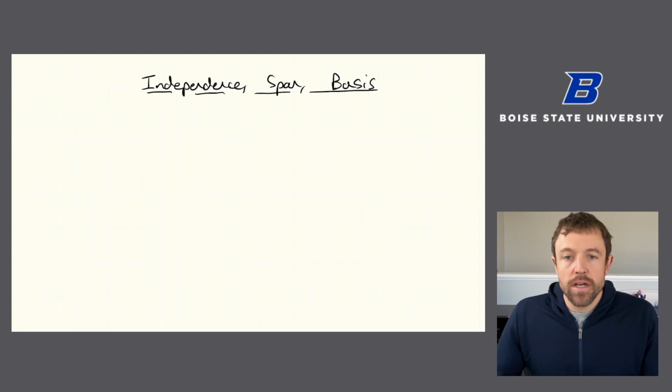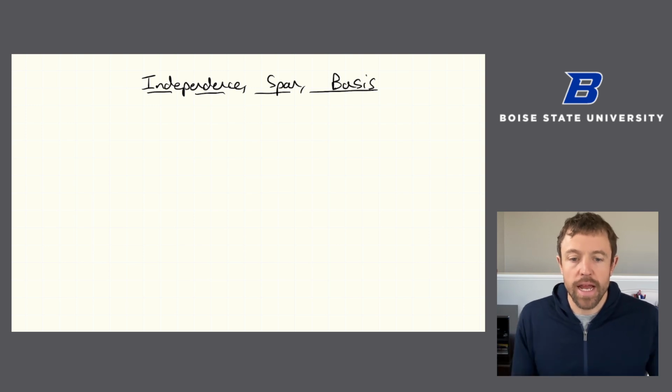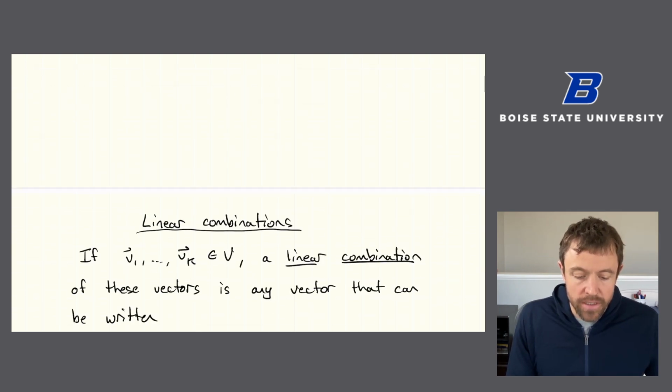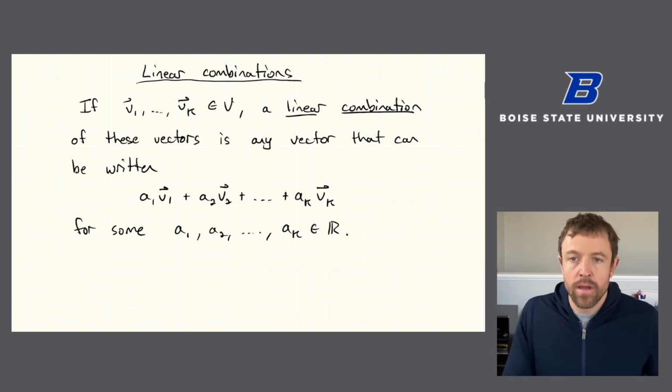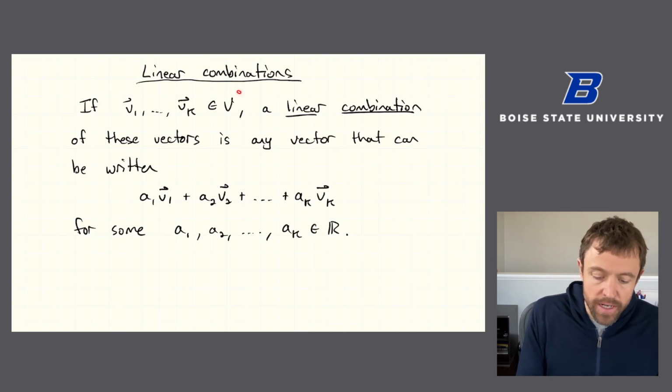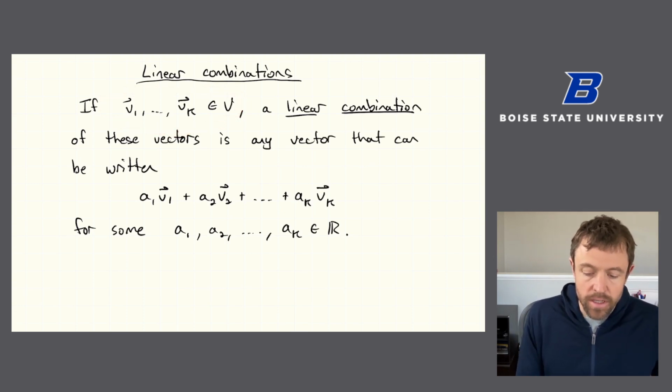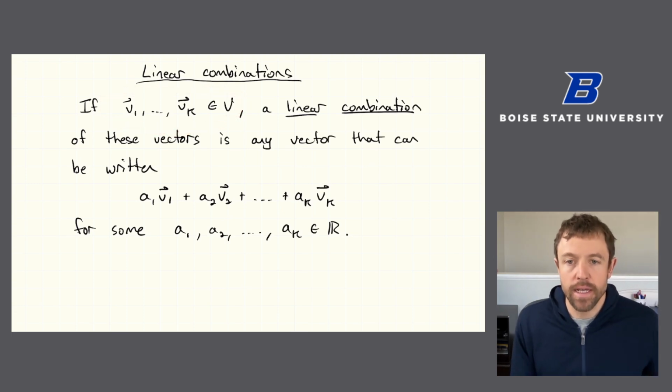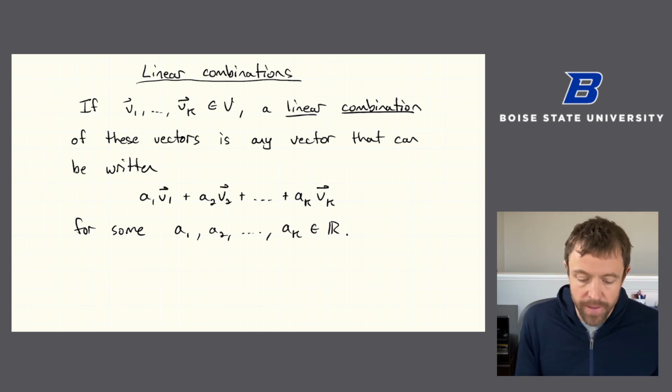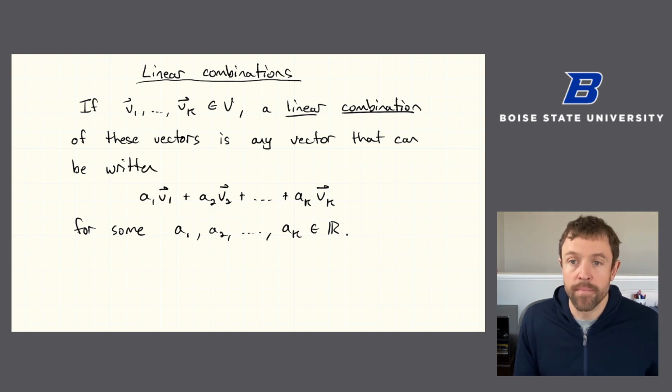And first, we need to talk about linear combinations. Linear combinations are the underlying idea behind linear independence, span, and basis. So what is a linear combination in general? If we have a collection of vectors in a vector space, a linear combination of the vectors is anything that you can write as constant multiples of the vectors added together. So that's what a linear combination is.